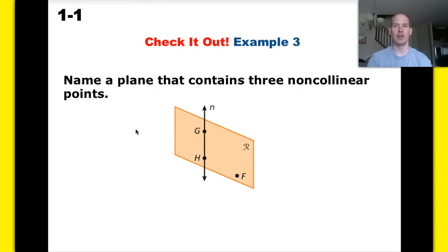Name a plane that contains 3 non-collinear points. So you could say plane R, or you could say plane GHF. Well, I said them in the same order too.